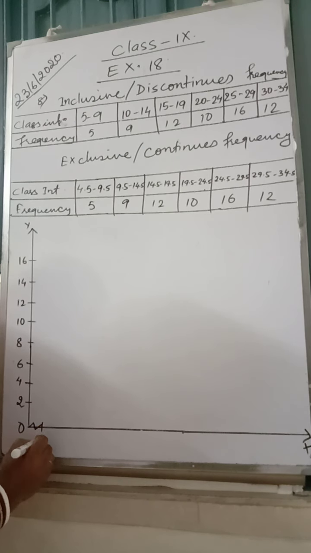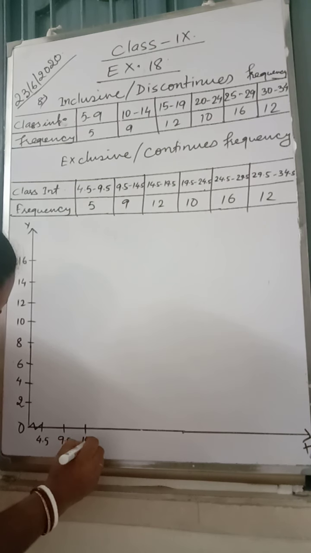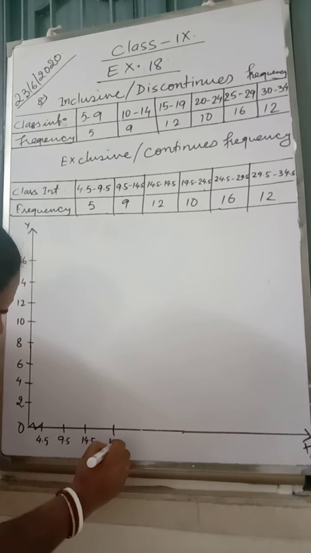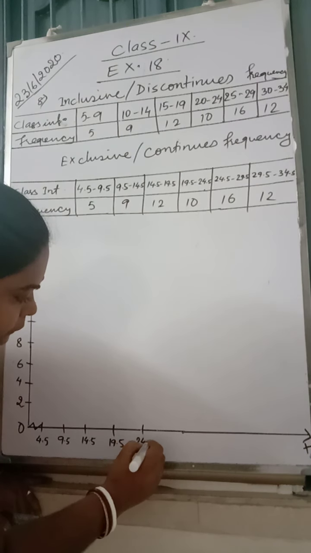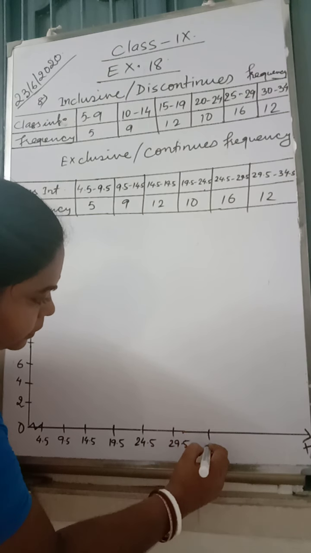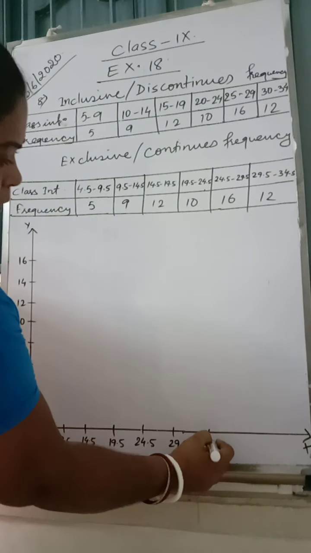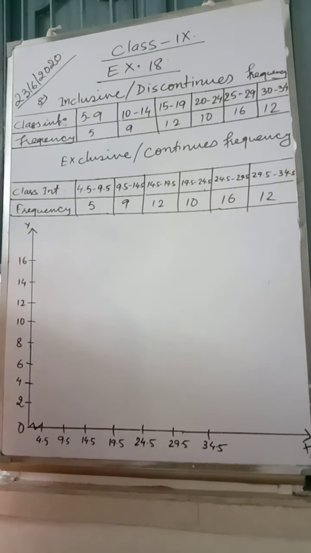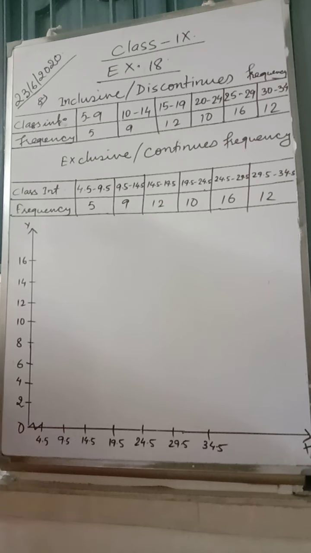So this will be 4.5, 9.5, 14.5, 19.5, 24.5, 29.5, 34.5. You have got 1, 2, 3, 4, 5, 6 intervals.